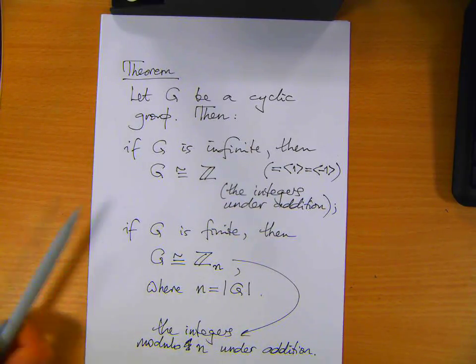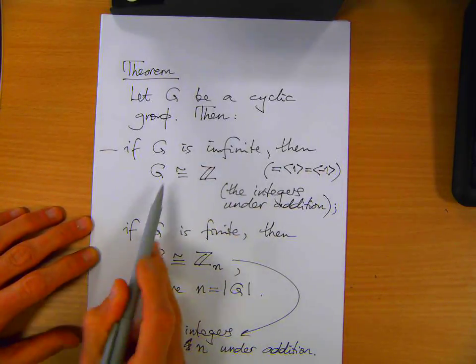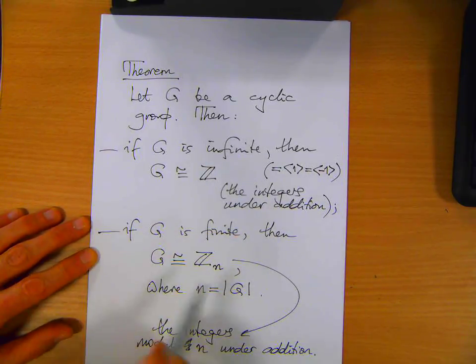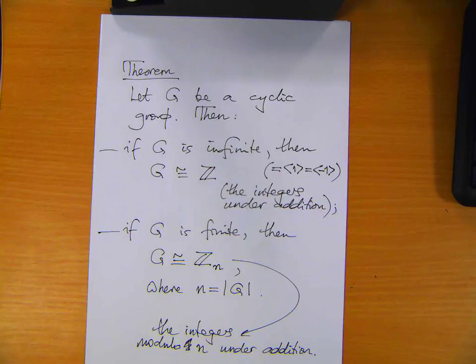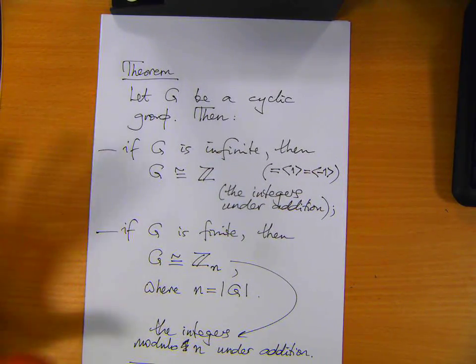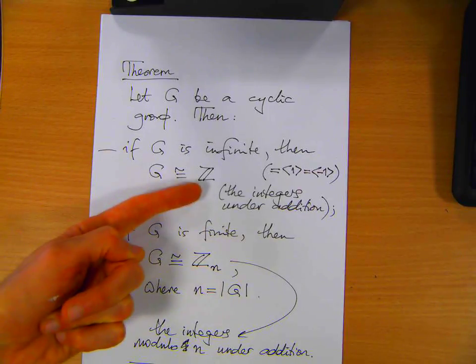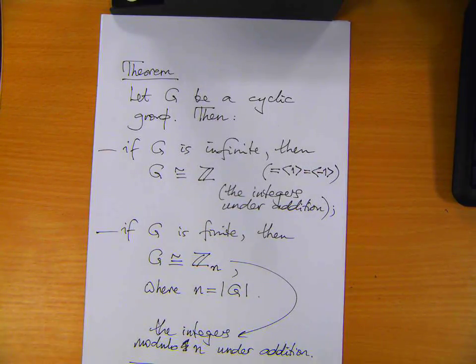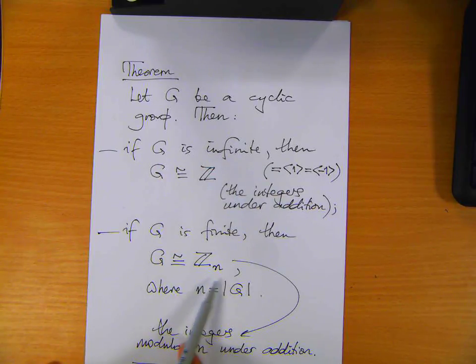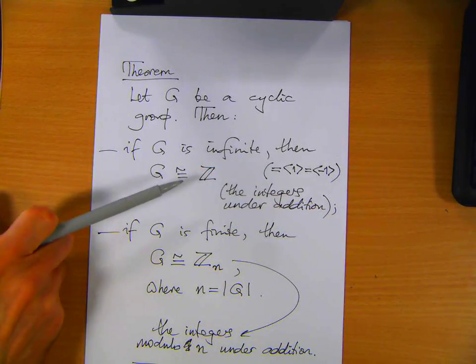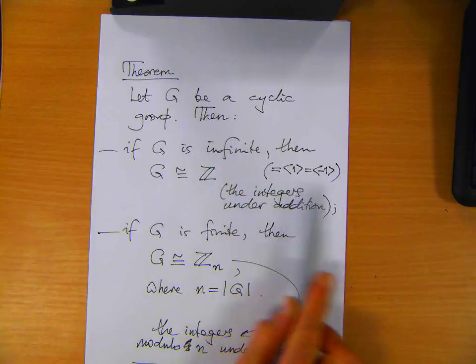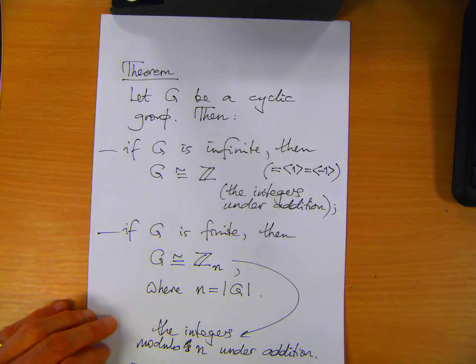So those are the two possibilities. Infinite, it's isomorphic to Z. Finite, it's isomorphic to integers modulo n. Okay? So in that sense, cyclic groups are straightforward. The only ones you need to understand are Z and Z modulo n. And it's actually Z modulo n which is more interesting because the number of generators needs to be determined, whereas with Z it's always precisely 2 generators.